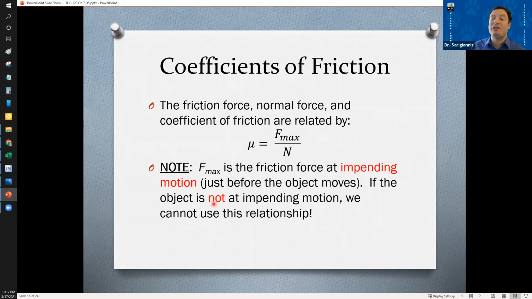So if the object's not at impending motion, we can't really use this relationship. But you'll see how we can figure out those forces later on. But F max is for impending motion analysis.